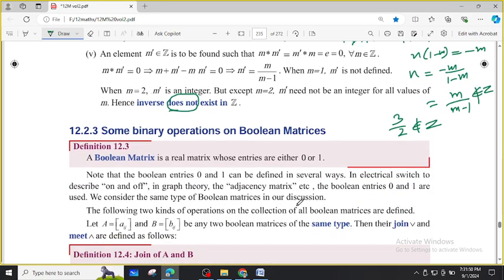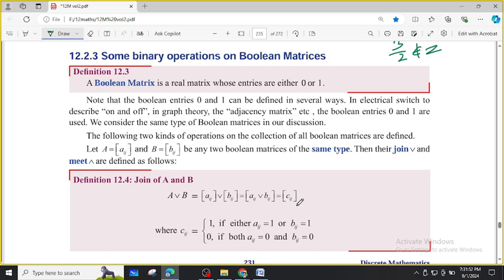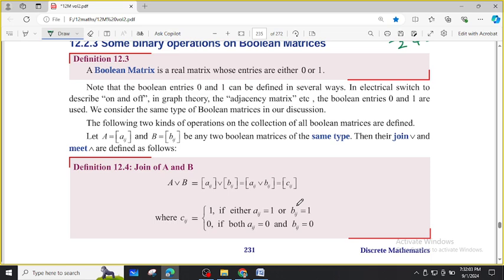That's all. Now Boolean matrix. A Boolean matrix is a real matrix whose entries are 0 and 1. 0s and 1s are called a Boolean matrix. So that's on and off: 1 is on, off is 0. Like that, a Boolean matrix can be defined. Okay, the following kinds of operations on the collection of all Boolean matrices are defined, on matrices of the same type. Join means an operation like that, meet means like that.